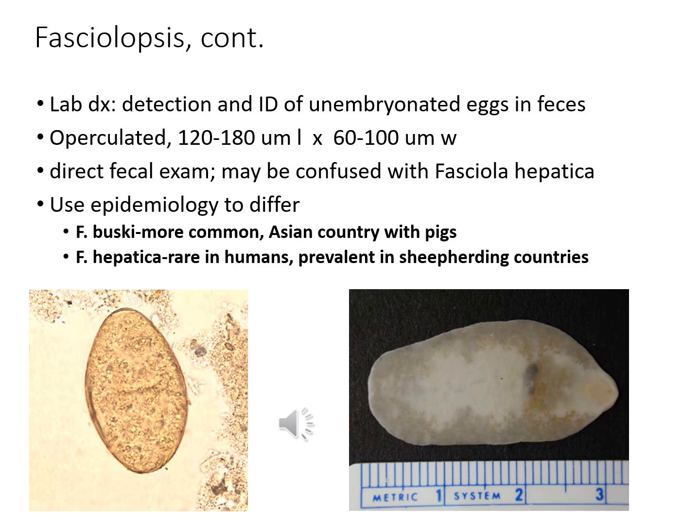The operculated egg is even larger than Diphyllobothrium latum, so it's even bigger. So we're at 120 to 180 micrometers by 60 to 100. Direct fecal exam may be confused with Fasciola hepatica. So we will use epidemiology to be able to differentiate that. So the patient history, where they've been, stuff like that. Buski is more common, particularly in Asian countries with pigs. And Fasciola hepatica is rare in humans, but more prevalent in places that have sheep herding.